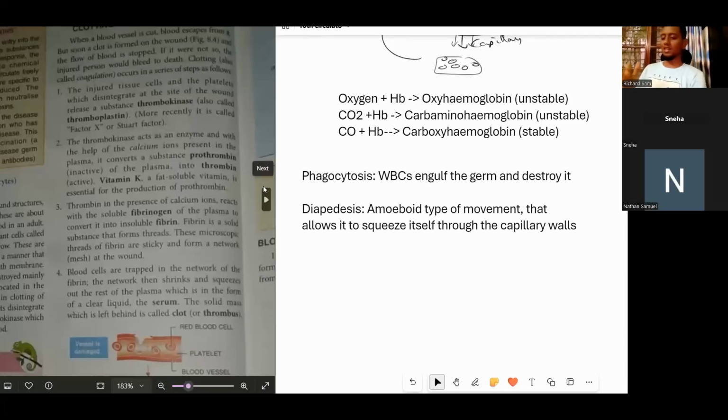So first thing, when you get a cut, when is a clot formed first of all? When there's an injury, when cells are destroyed, right? Is it only during injury, or is there any other time a clot is formed?